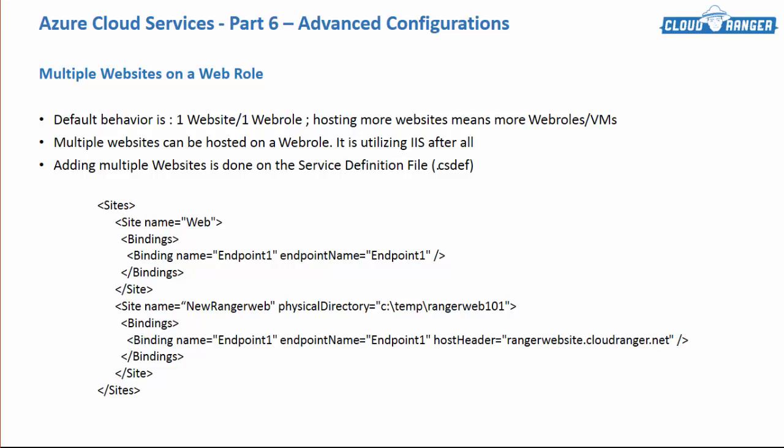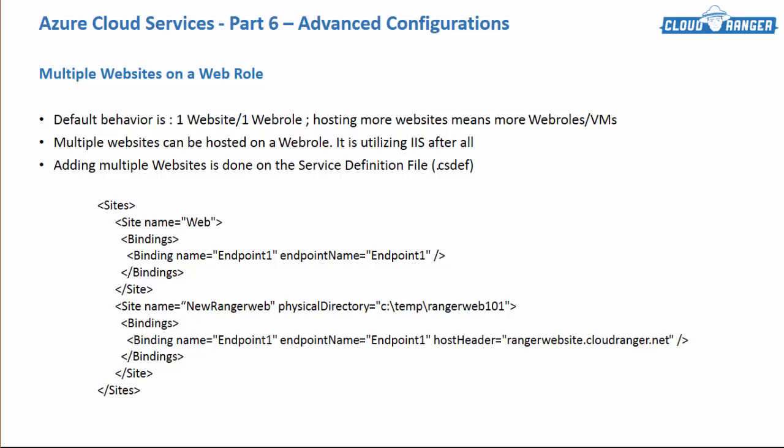And on that role, you're going to have a website. And this website, again, based on all these performance needs, is how the resources of the virtual machine will be provided. Okay, so ideally that works out pretty well. Now, by default, the behavior is one website per web role. That's how Azure Cloud Services are configured out of the box, which means that to host more websites, what we have gone through so far would be to spin up another web role to host another website. That means you are spinning up more virtual machines.